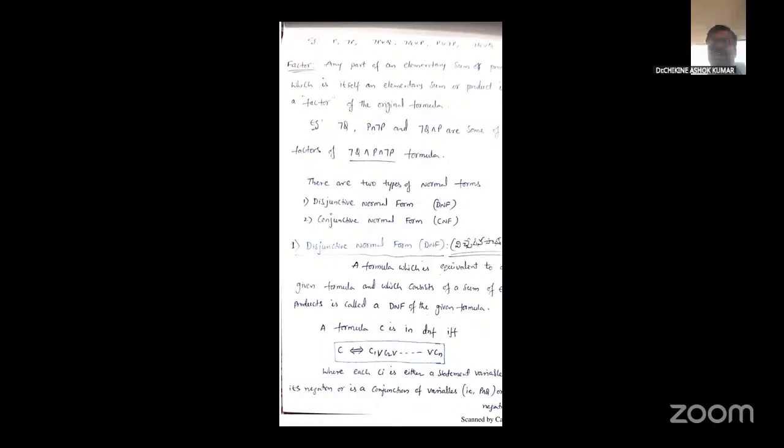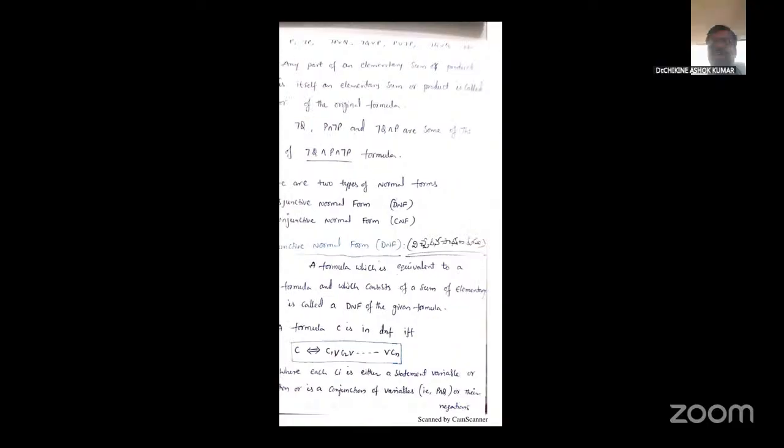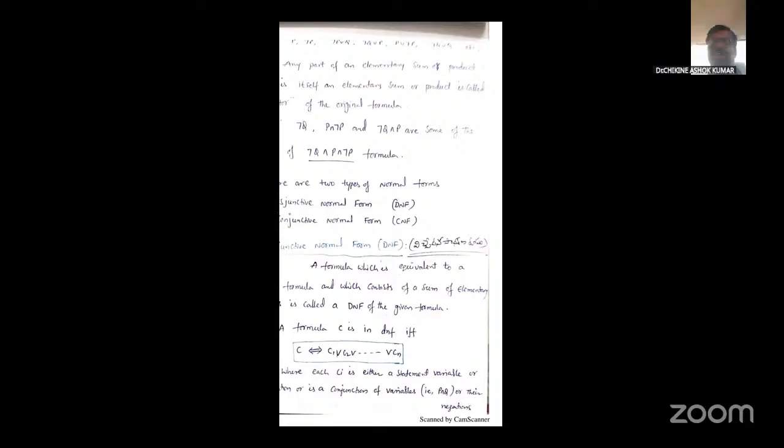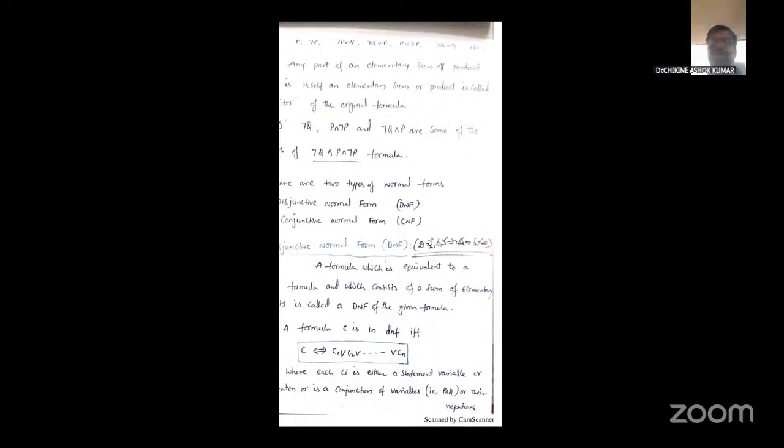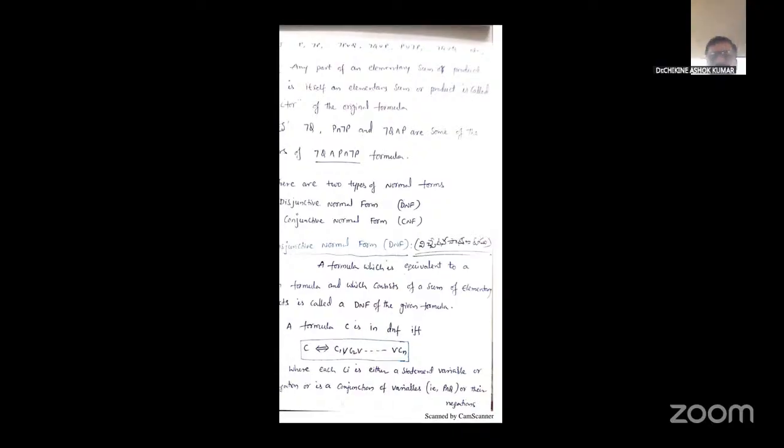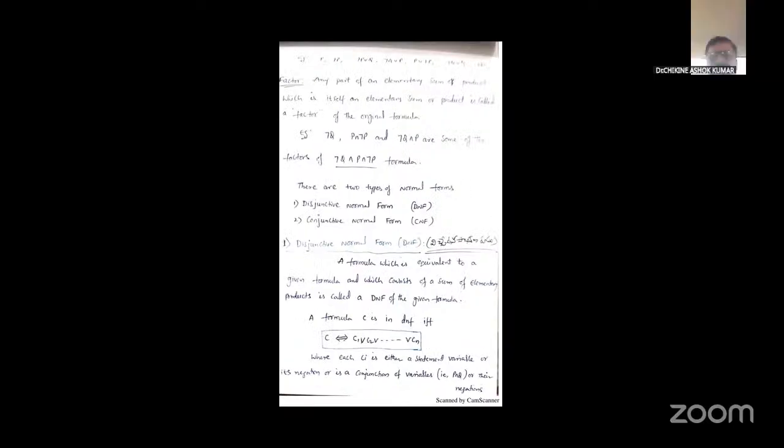For example, C1 is P intersection Q, or C2 is negation P intersection Q, or C3 is negation P intersection Q, whatever it may be. So C1, C2 are the intersection parts of propositions, and all these C1, C2, Cn can be clubbed with union. That is DNF. If you do one example, it will be very clear. Just listen to the first definition. This is about disjunctive normal form.